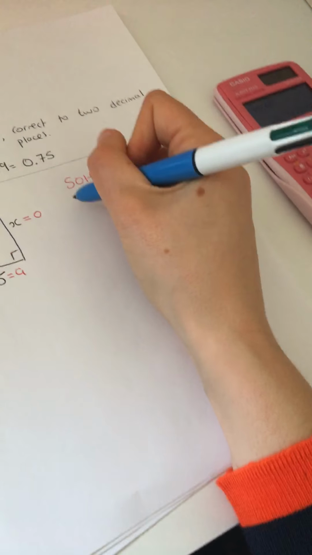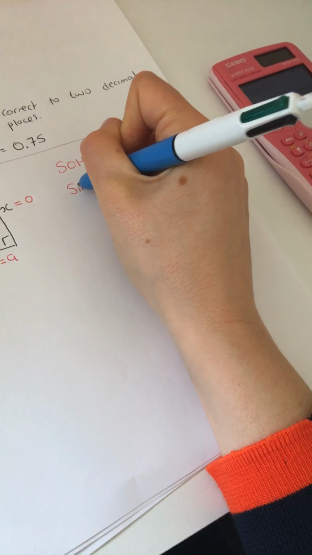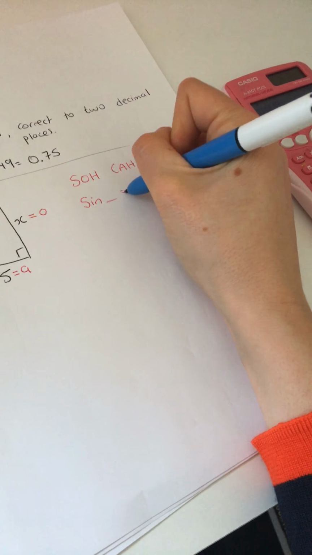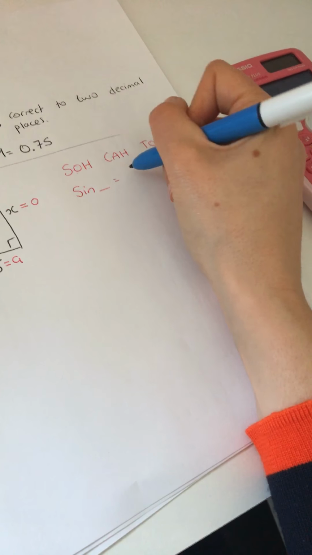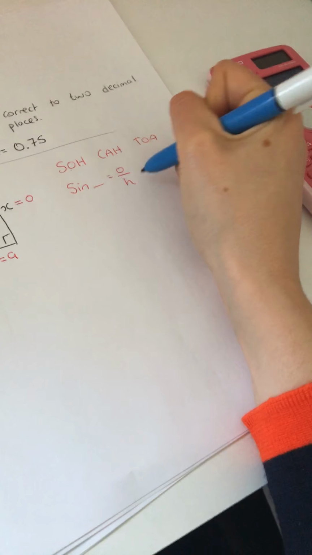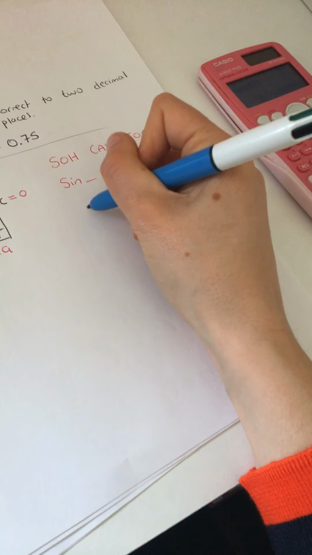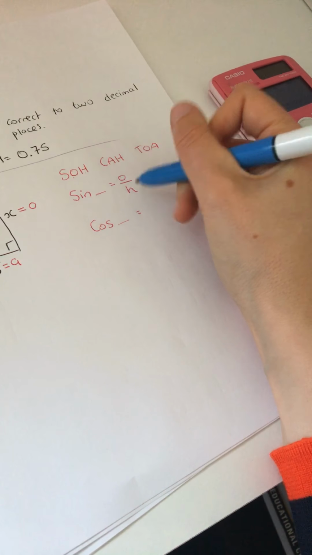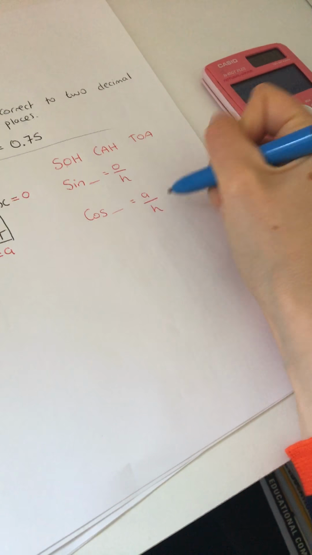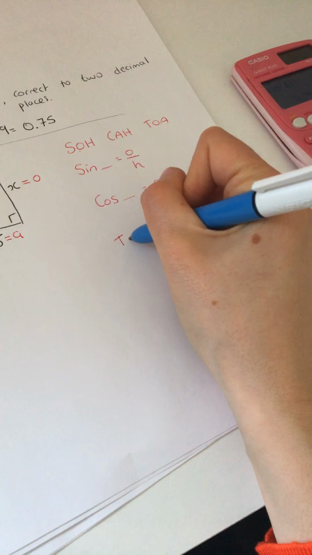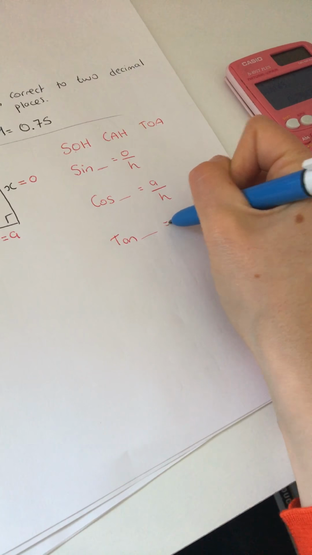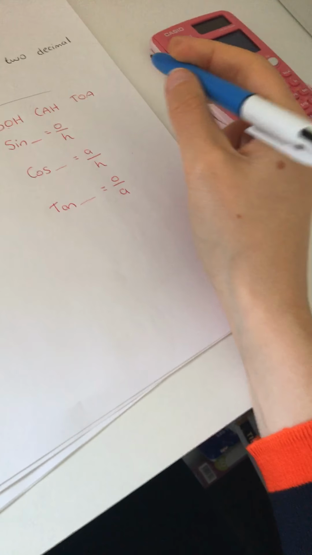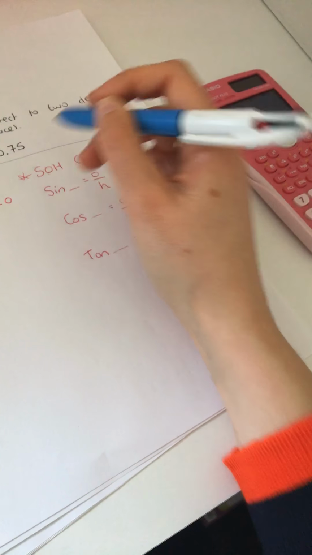So that is telling you that sine of whatever angle we're working with, okay, I'll leave it blank for now, but we'll be talking about 61, equals opposite over hypotenuse. Cos of whatever angle we're working with equals adjacent over hypotenuse. And tan of whatever angle we're working with equals opposite over adjacent. So they are so important.